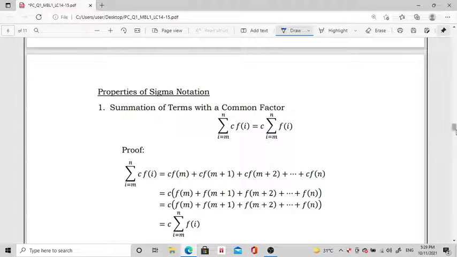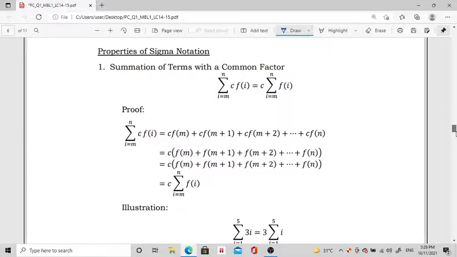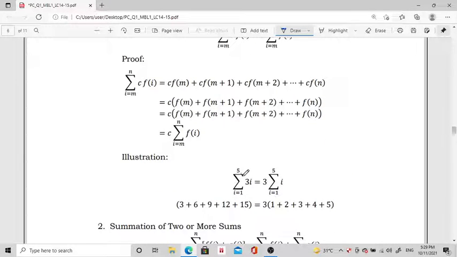So, here's the proof. Pero diretso tayo sa illustration. O halimbawa, the summation of 3i from I equals 1 to 5. So, if we want to expand this I will write this in expanded form. That's evaluating 3i at 1 to 5. Then we get 3 times 1, 3. 3 times 2, 6. 3 times 3, 9. 3 times 4, 12. 3 times 5, 15. This is the expanded form of the expression at the right side.